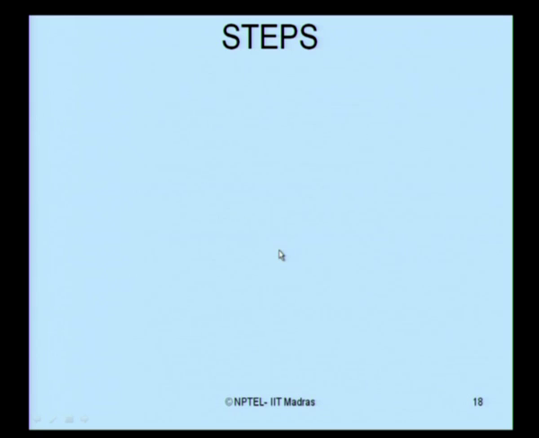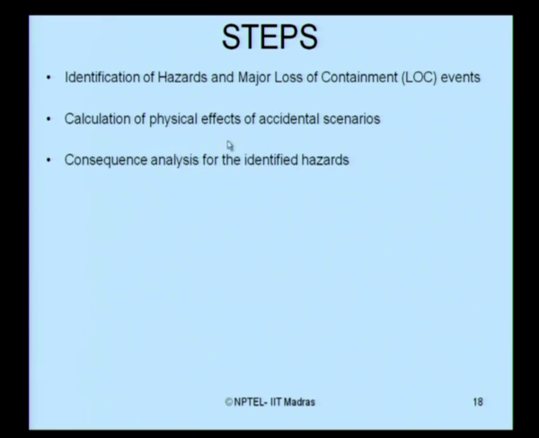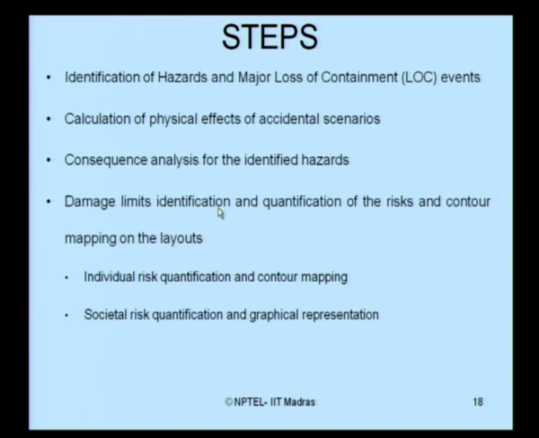What are the steps involved in a QRA study? The first step obviously is identification of hazards and the major loss of containment events, what I call as LOC. In a given problem, I try to identify what is the major loss of containment and what are those events responsible for this kind of loss, and also identify the hazards related to that scenario. Then calculation of physical effects of accidental scenarios, consequence analysis for the identified hazards, then damage limits identification and quantification of the risk in terms of frequency, and then contour mapping on the layouts.